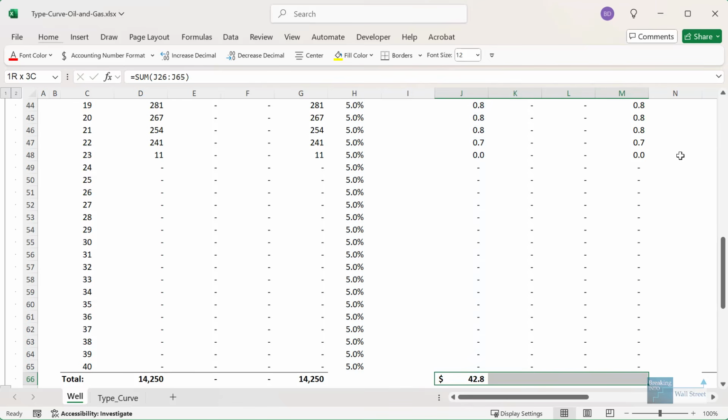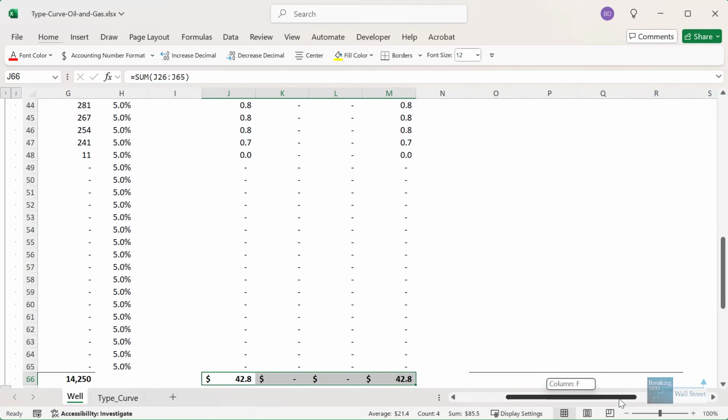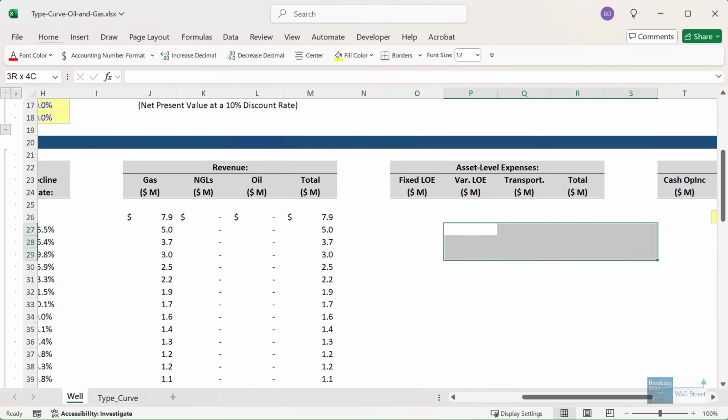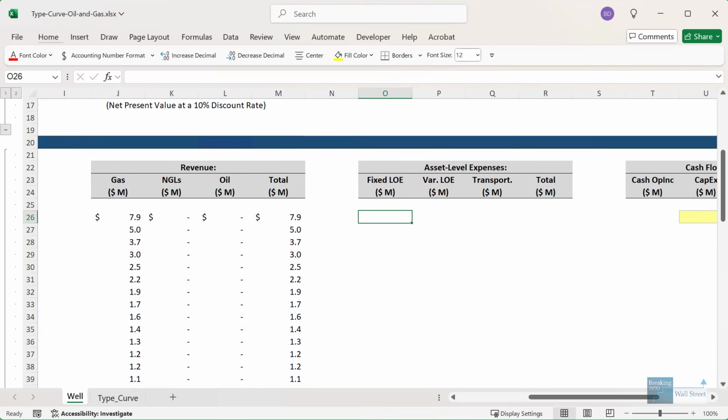So we have this, and I've copied this across. Now for the next part, we have the asset level expenses: the lease operating expense, fixed and variable components, and then transportation and processing expenses.